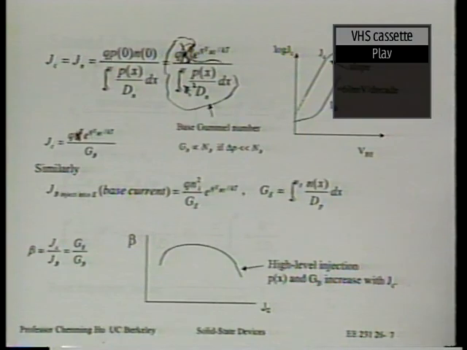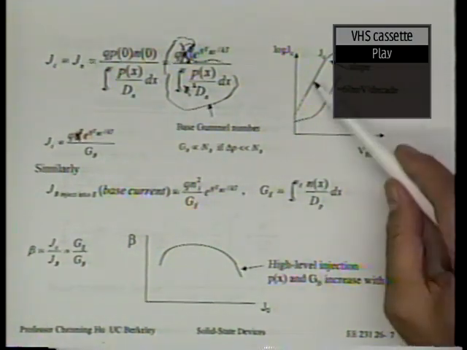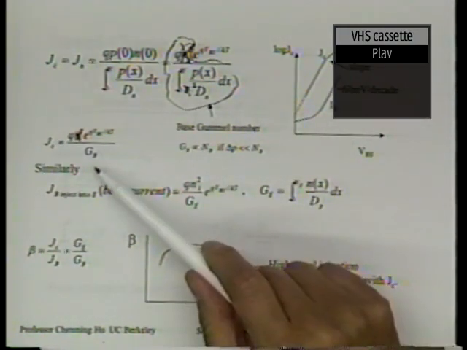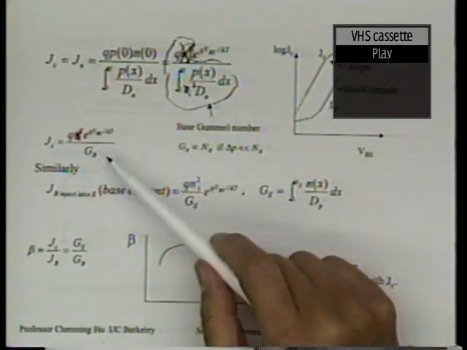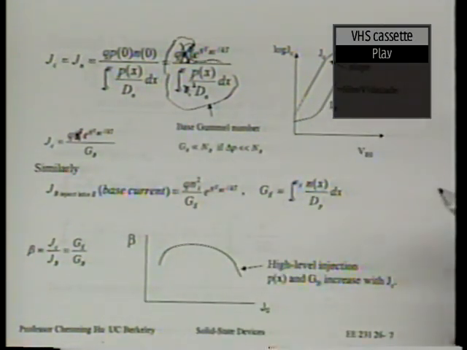60 millivolt per decade, so thank you very much. Anytime you have this exponential qV over kT relationship, 60 millivolt per decade, that's what you can expect.